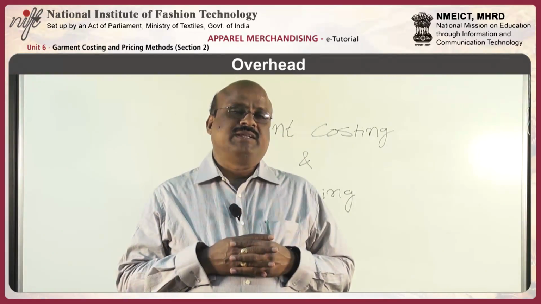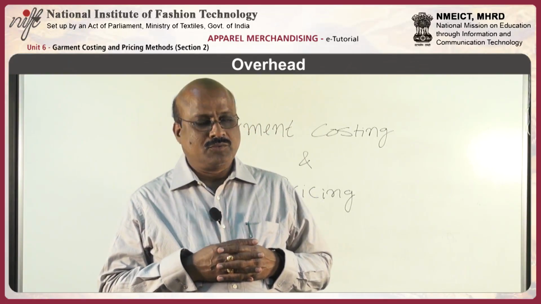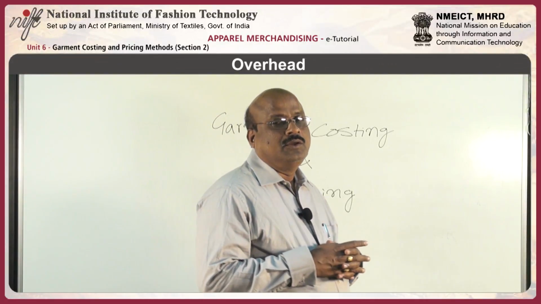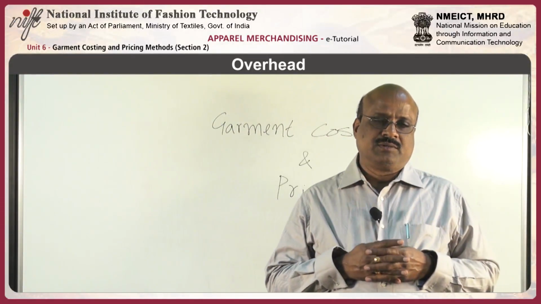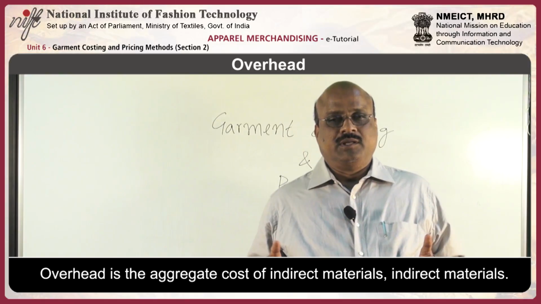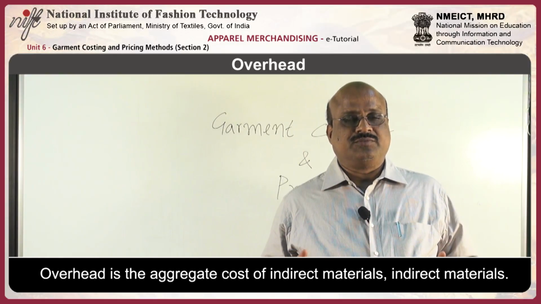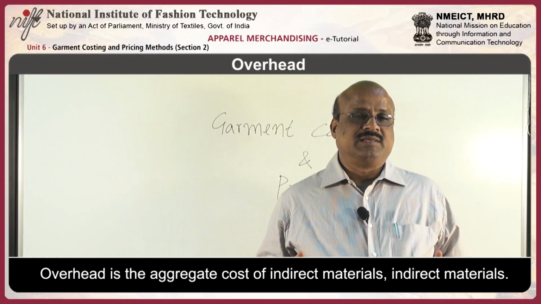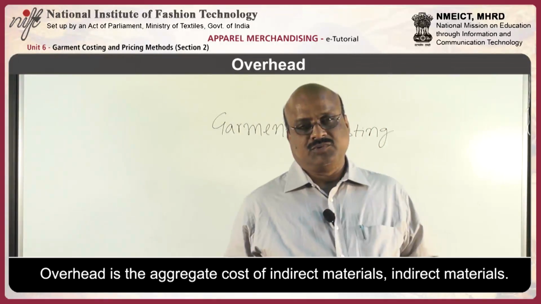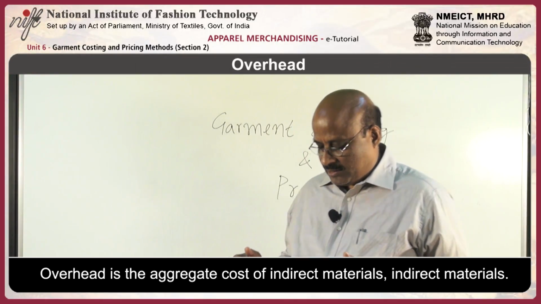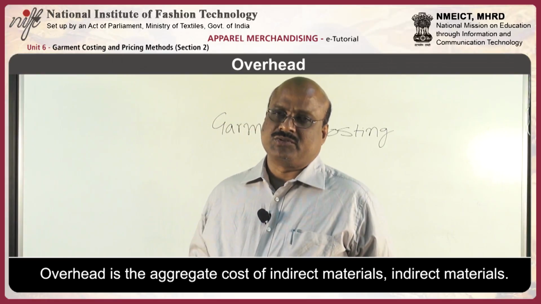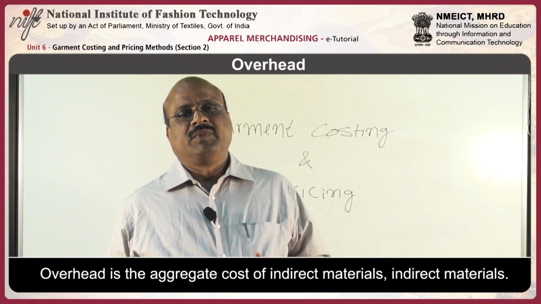Next, let us understand the term overhead. What is an overhead? Overhead is an expense. It is the aggregate cost of indirect materials, indirect costs. So overhead is nothing but an aggregation of the indirect costs, indirect expenditure.